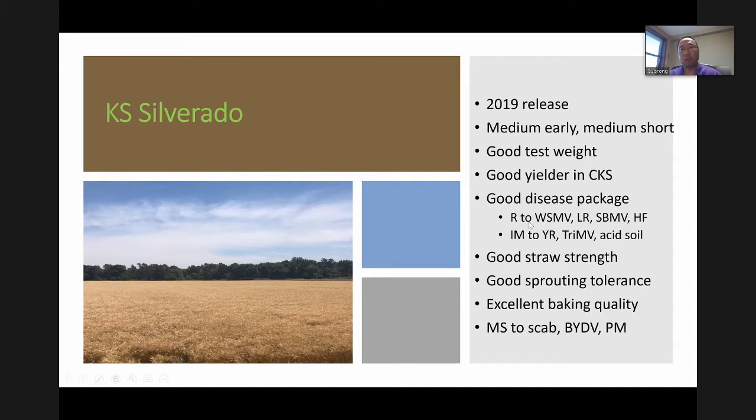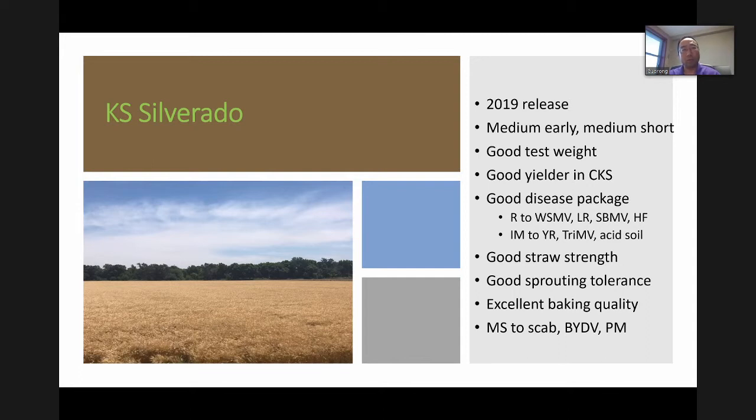So in general, it has a good disease package, even for central Kansas, and very good straw strength, and also very good sprouting tolerance. It's almost similar to Danby. We know Danby has very good sprouting tolerance and excellent baking quality, but is moderately susceptible to scab, barley yellow dwarf, and powdery mildew.